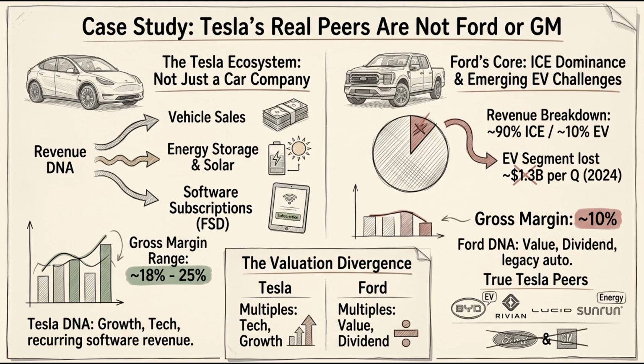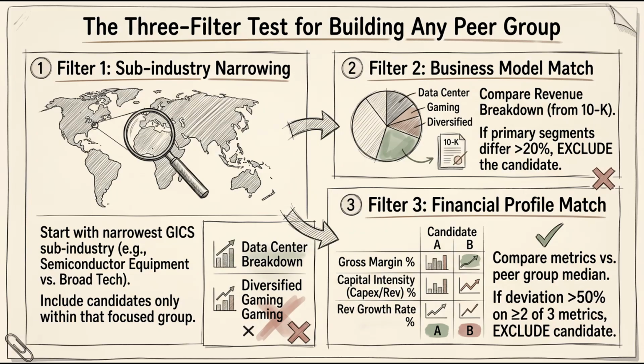Tesla trades on technology and growth multiples, while Ford trades on value and dividend yield. A proper Tesla peer group would include BYD, Rivian, Lucid, and Sunrun, not legacy automakers. How do you build a peer group for any company?